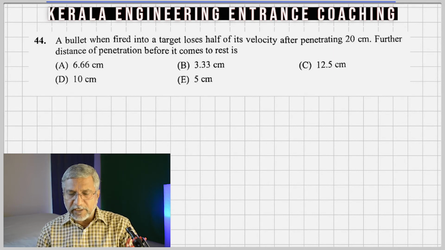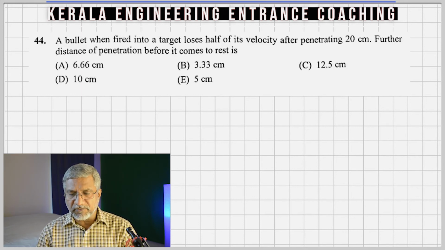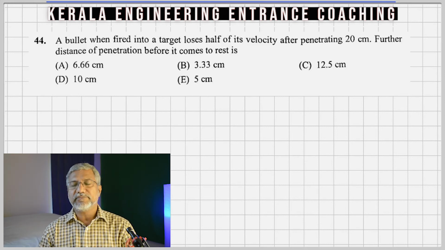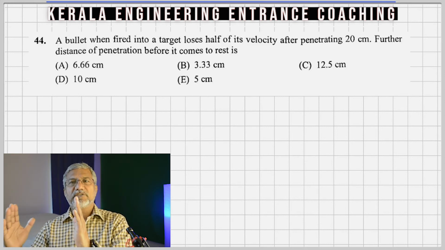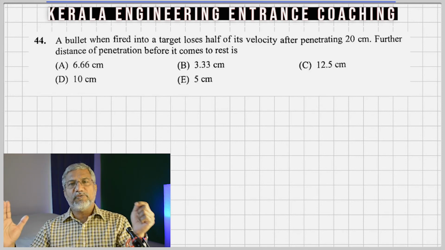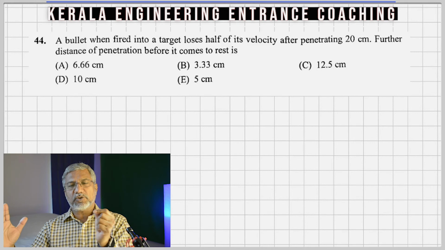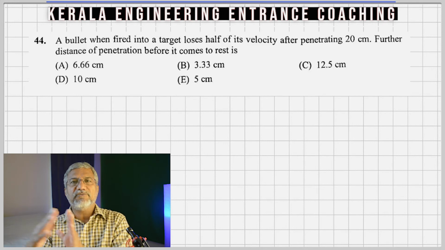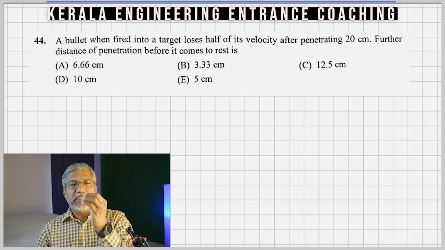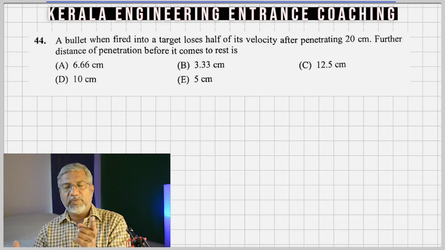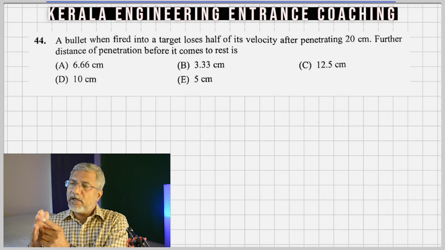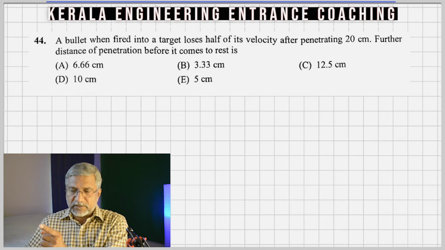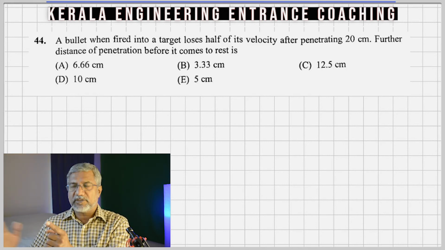A bullet, when fired into a target, loses half of its velocity after penetrating 20 centimeters. Further distance of penetration before it comes to rest is... So let's say you have a block of wood, hard wood. You fire a bullet into it. As the bullet goes through it, it'll slow down, right? Because the wood is going to apply an opposing force. So the problem says it loses half its velocity when it travels 20 centimeters. Now, how much more will it travel before it stops?